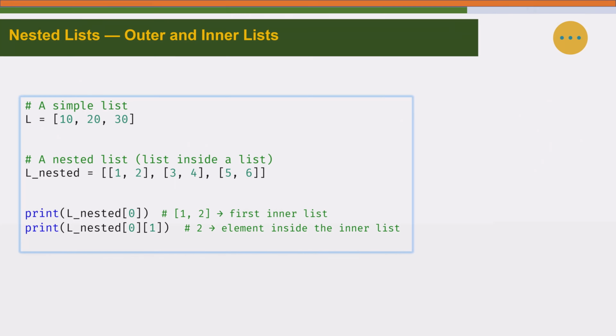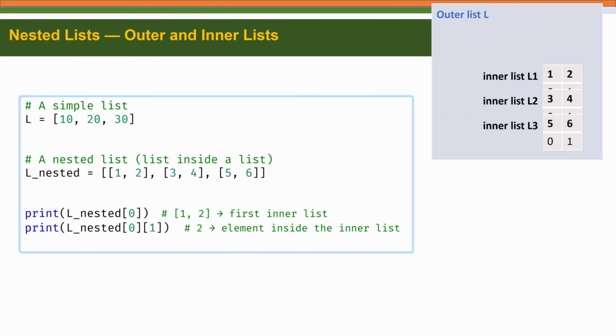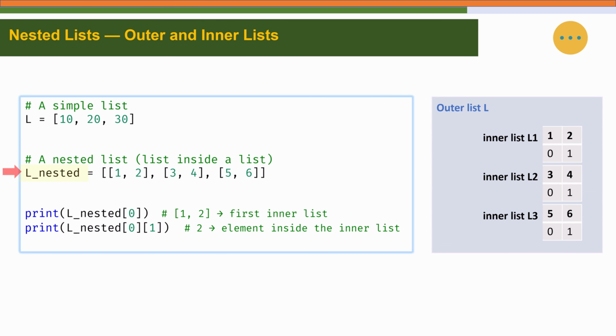So far we have worked with simple lists that contain numbers or strings. In Python, lists can contain other lists, and that's what we call a nested list. Let's look at an example, L_nested. You can think of it as a list of lists. Each small list inside is like a row of data.